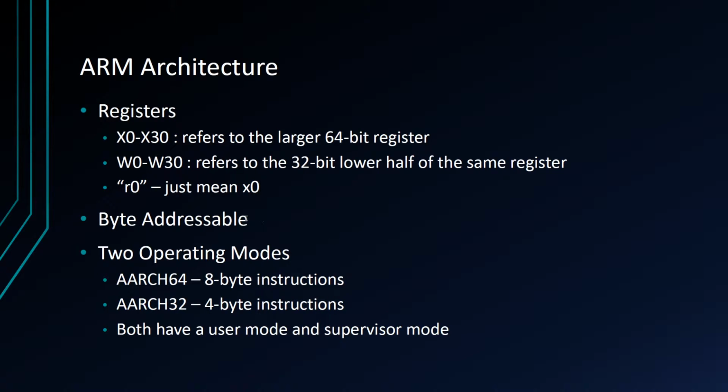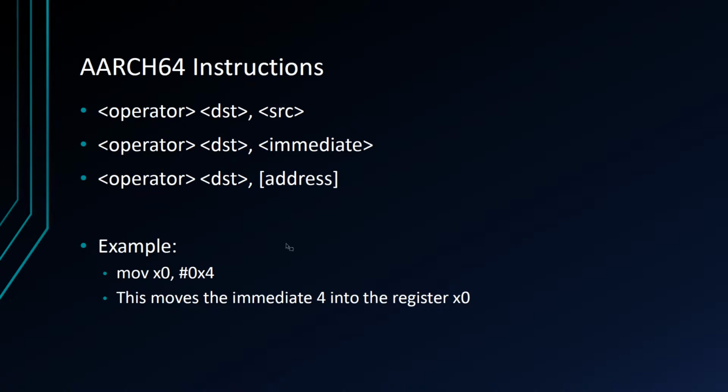The architecture is still byte addressable, which means that you can address a single byte in memory. You don't have to address an entire word, like MIPS, for example. And similarly to how ARM32 had Thumb mode and ARM mode, this architecture has 64-bit mode and 32-bit mode. And both of those modes have a user and supervisor mode. Similar to ARM32, 64-bit ARM is the same way.